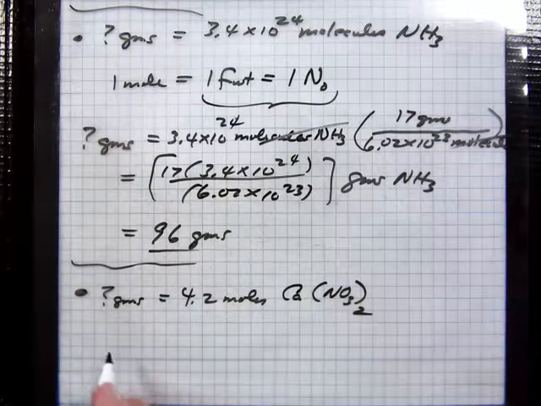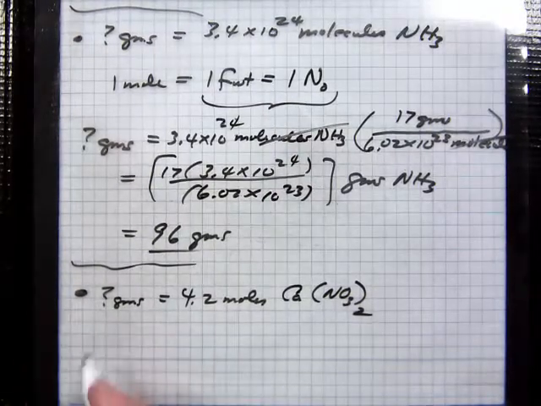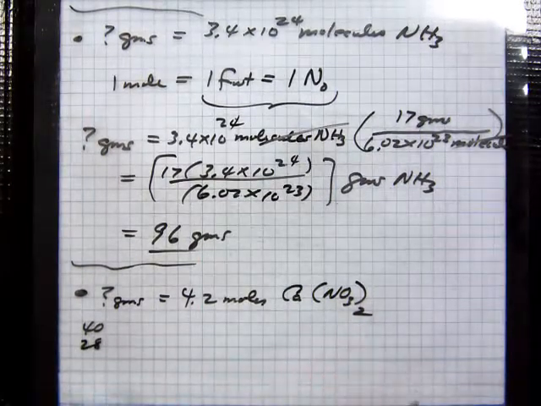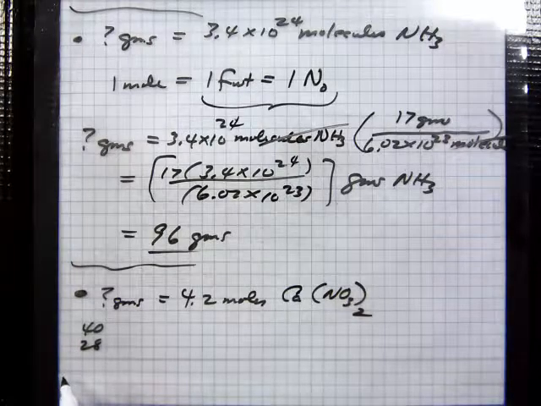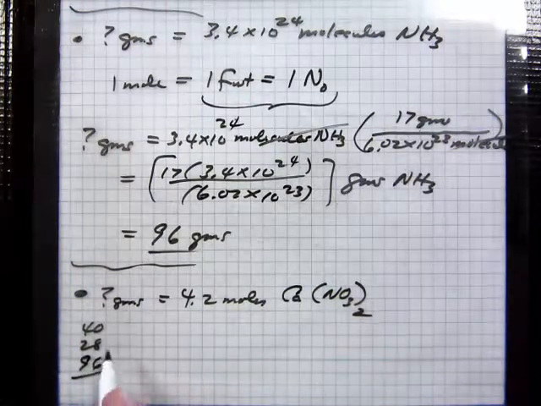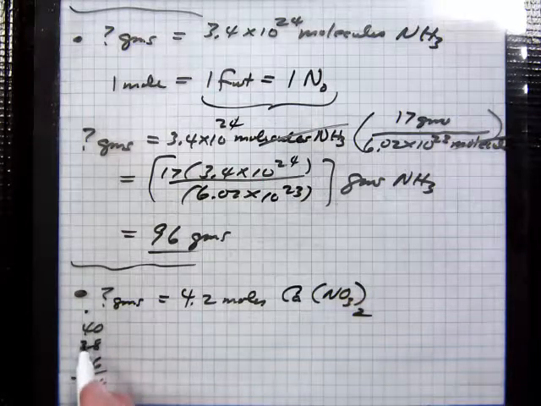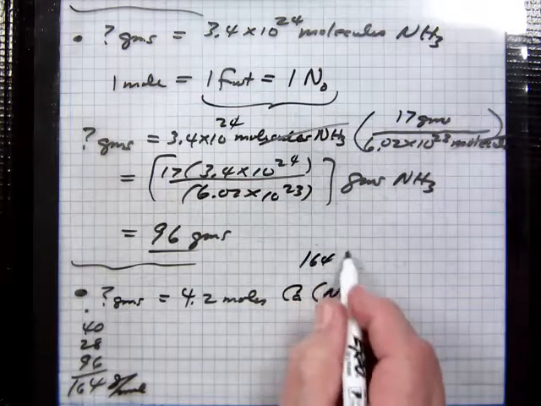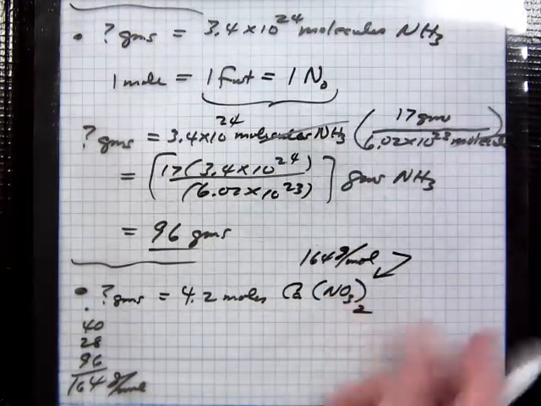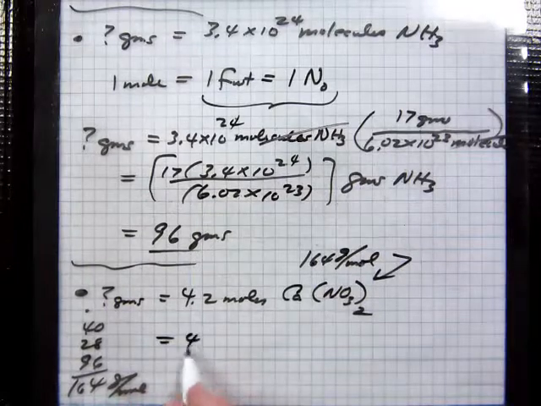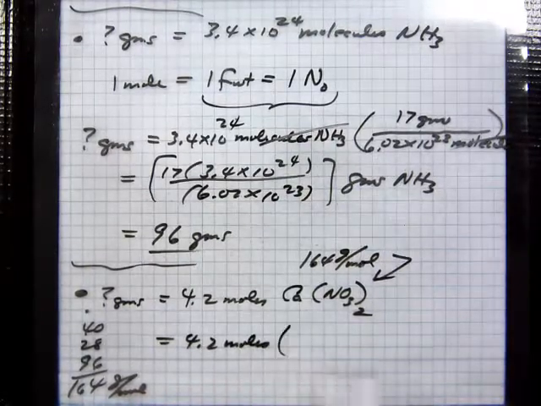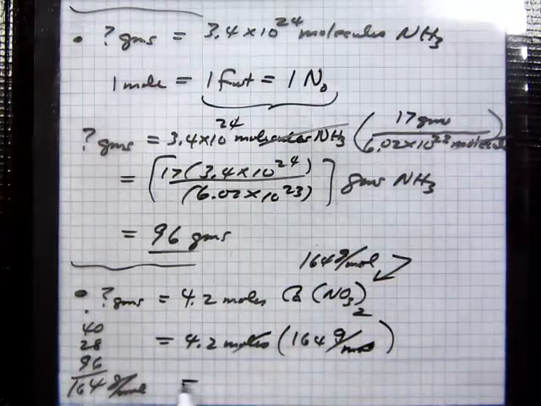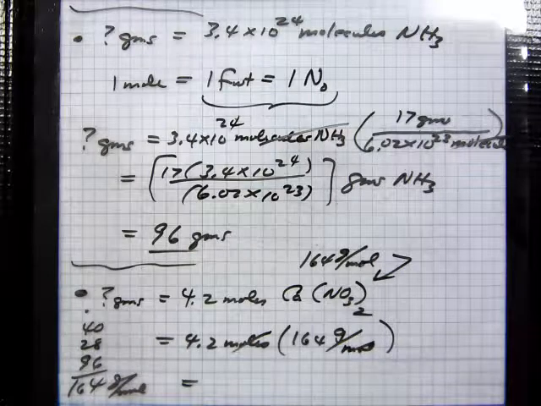Okay. Calcium is, let's do that over here to the sidebar. 40, 28, 6 times 16, 96. 14, and 10, 40, 50, 60. 164 grams per mole. Y'all back me up on that. Well, anyway, this would be 4.2 moles times 164 grams per mole. Moles drop out. And let's see what I got. I got 689 grams.